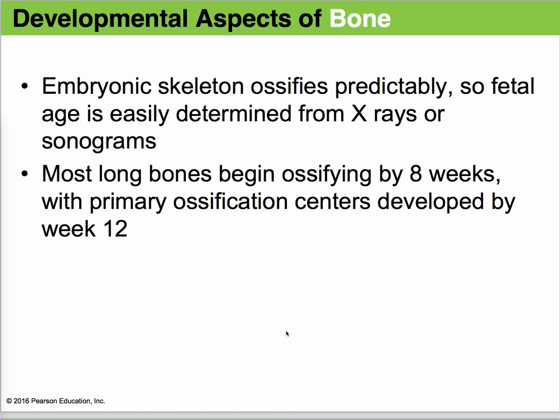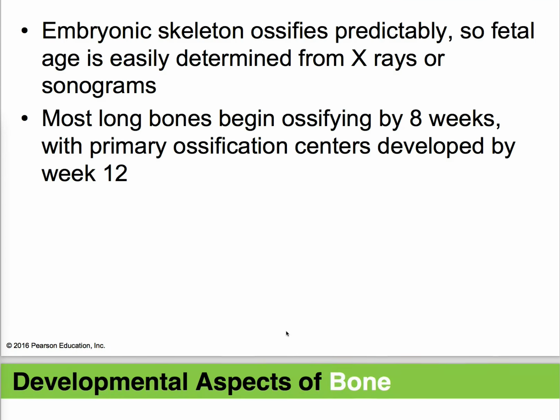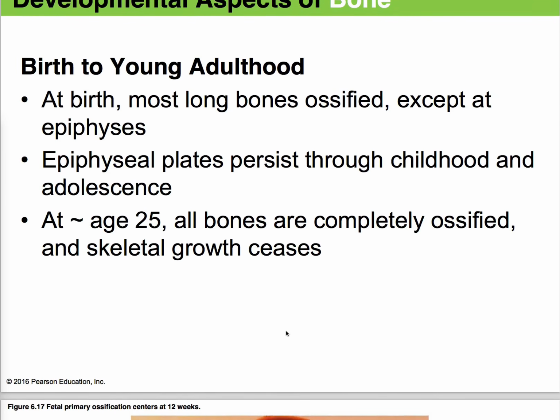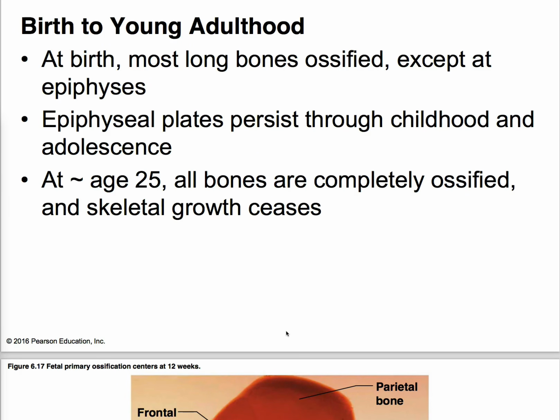The embryonic skeleton ossifies pretty predictably, so fetal age is very easily determined when you look at a sonogram or an X-ray. Most long bones start to ossify right around 8 weeks. Then right around the 12th week, you start to see the primary ossification centers develop. From birth to young adulthood: at birth, most long bones are ossified, the exceptions being the epiphyses. The epiphyseal plates persist throughout childhood and adolescence. And again, remember what we said?